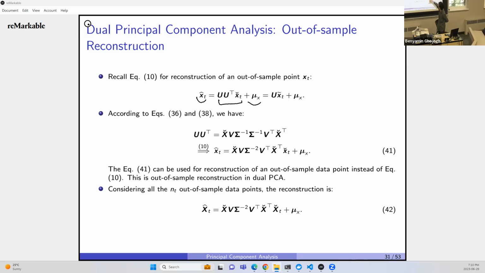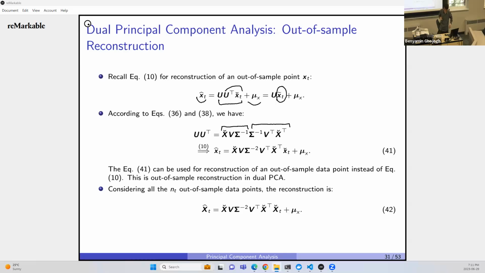This is exactly what we had for reconstruction of out of sample data in direct PCA, right? We can also write U transpose X T back hat as XT tilde, which is the projected data. Then you remember, what was U? We found it in the previous slide. It was X back hat V sigma inverse. Also its transpose becomes sigma inverse V transpose X back hat transpose, right?